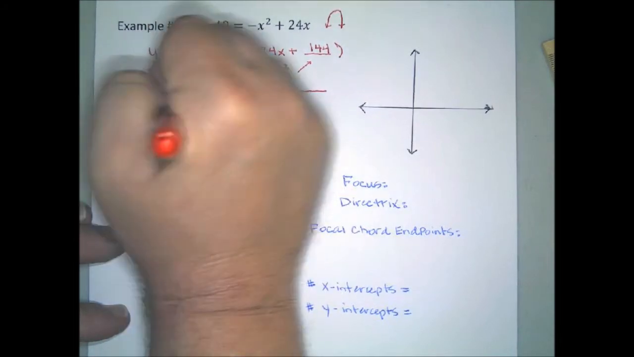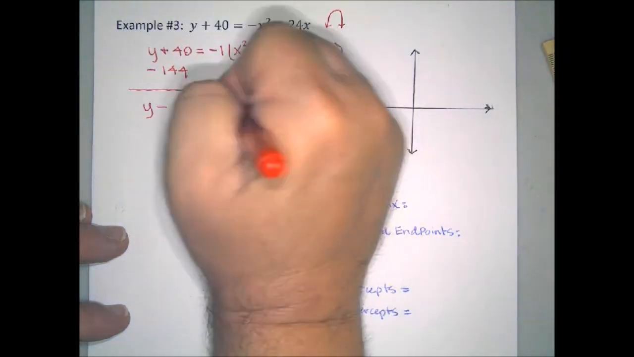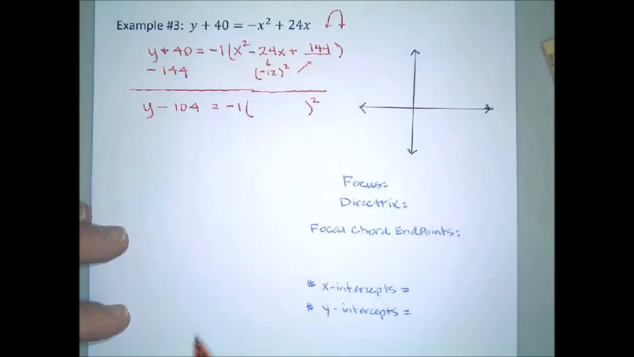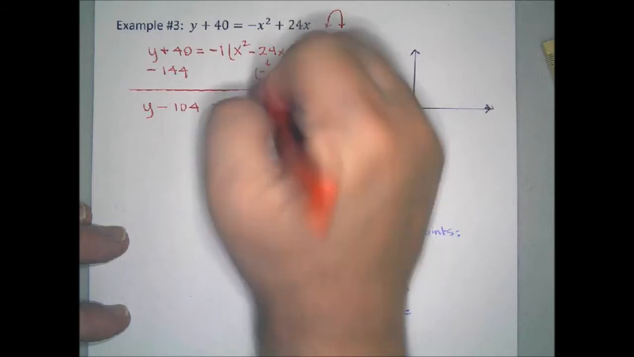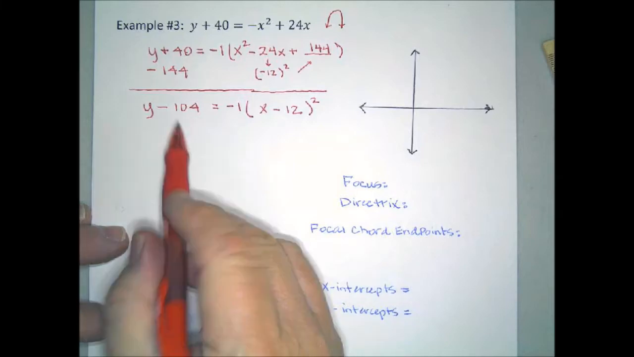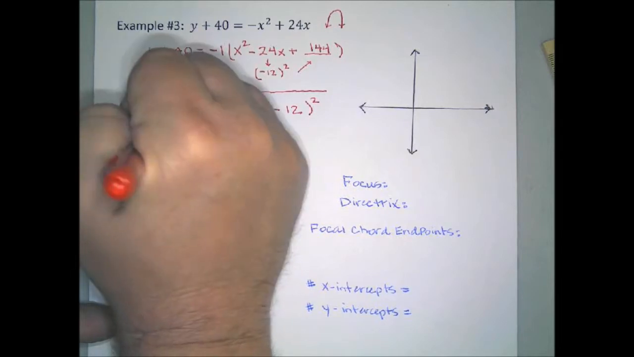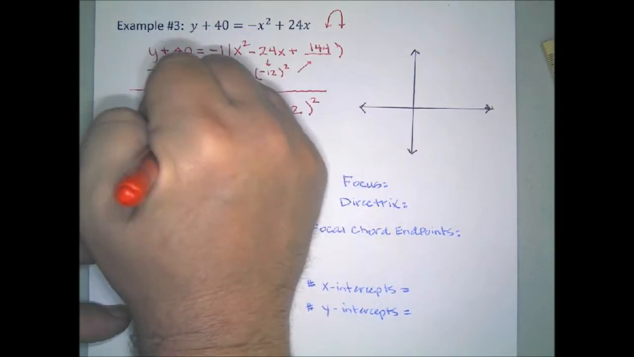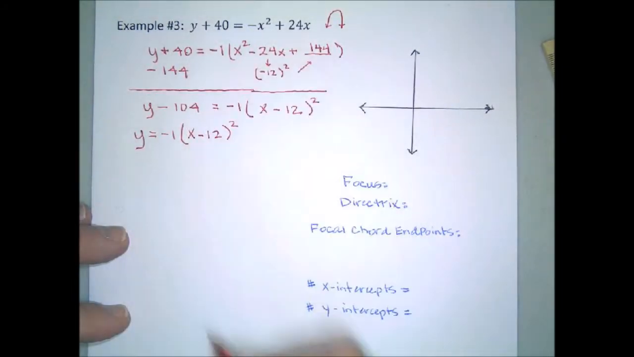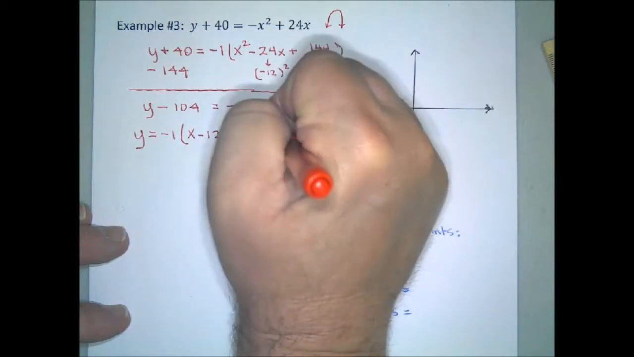So y minus 104 equals, I'm going to keep that negative 1 there, but I know I created a perfect square by completing the square, and that perfect square is x minus 12. So now all I'm going to do is move the 104 back to the other side, and now I have y equals negative 1 times x minus 12 quantity squared, but when this moves over here, it would be a plus 104.